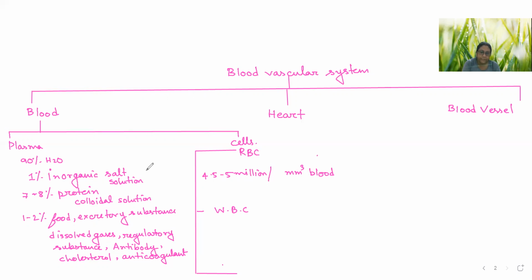So what is the WBC producing sector? I don't know the name but I am just saying. It is bone marrow only, beta.